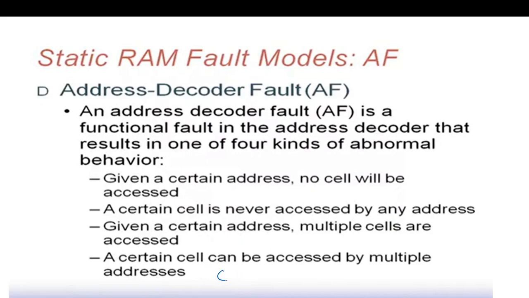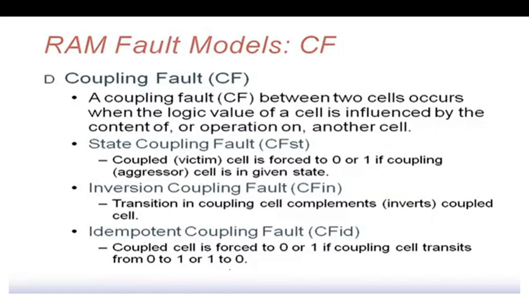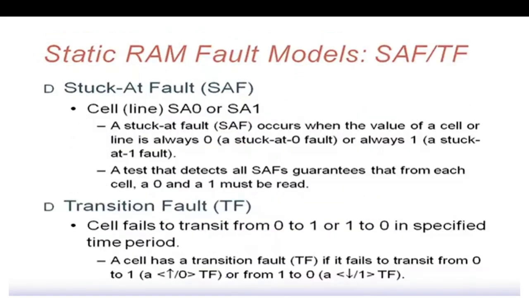Say an example. An example for cell A: it has a transition fault when it is having a transition from 1 to 0. This means 1 to 0, but it remains at 1. So this is a transition fault.